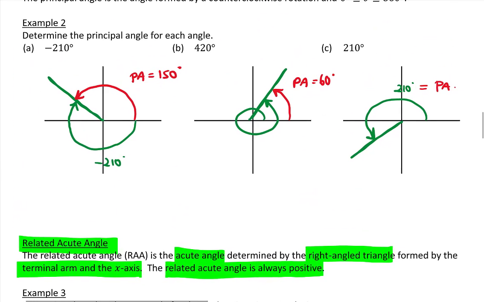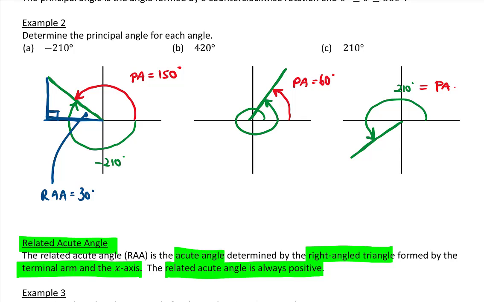So let's go back up to example 2. If I draw a right triangle attached to the x-axis, again, the keyword is the x-axis, then the related acute angle is this angle in here, which if I go negative 210, that's 180 plus 30, so my related acute angle is 30 degrees. Or if I look at it from the other way, the principal angle is 150, and to get all the way down to that x-axis, I need another 30 degrees.